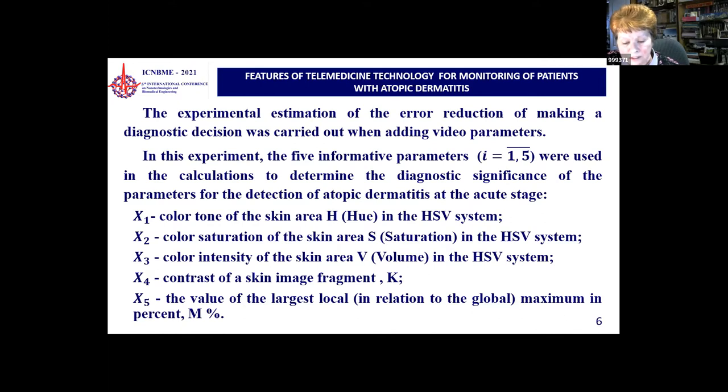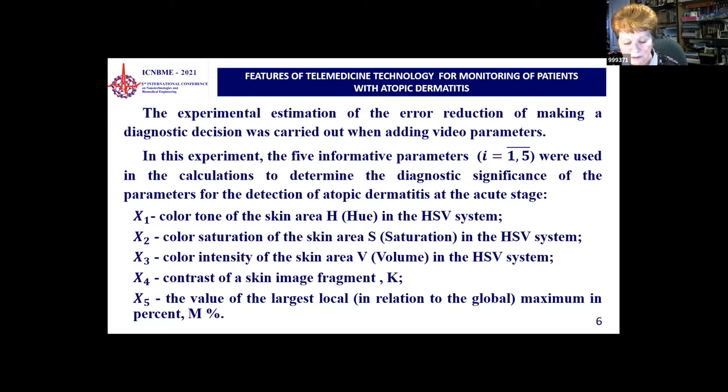The ranking of the features according to the information content is carried out according to the value of the control reliability indicator or the error probability. Other authors have carried out studies to estimate the possibility of using criteria and models of parametric recognition discrimination when comparing the diagnostic capabilities of the image contrast indicators and the value of the second after the global maximum of the histogram. In this experiment, five informative parameters X were used in the calculations to determine the diagnostic significance of the parameters for the detection of atopic dermatitis at the acute stage.